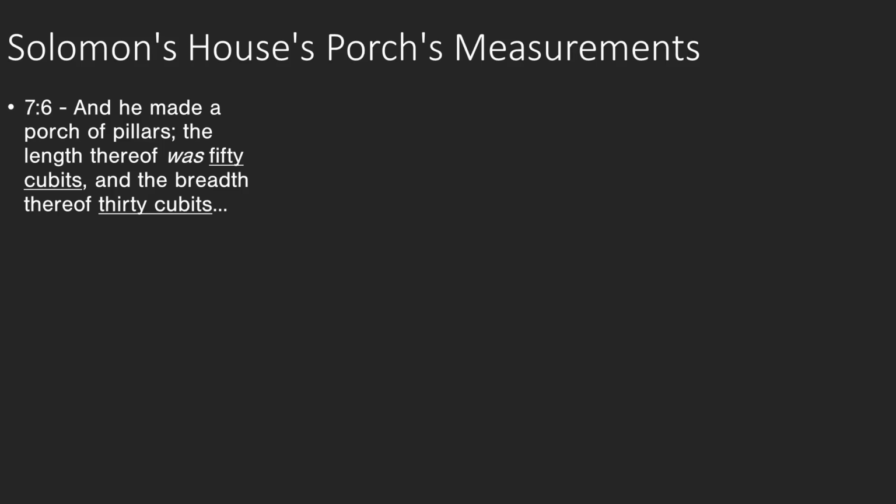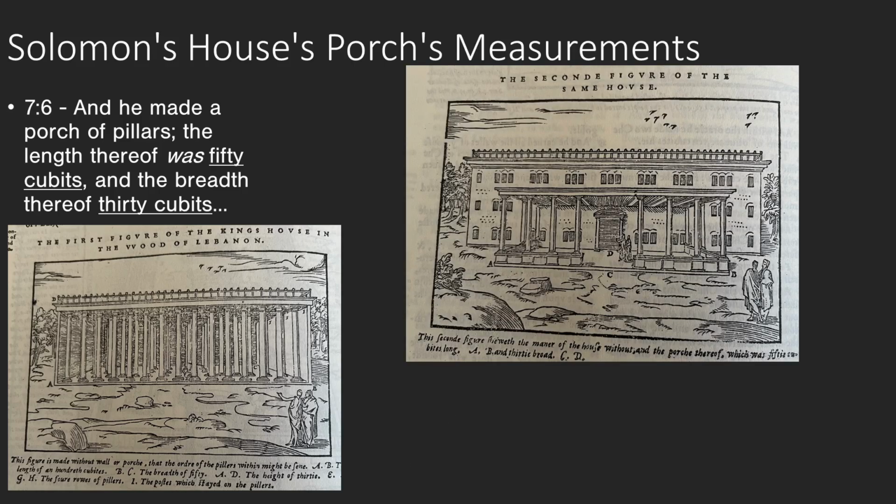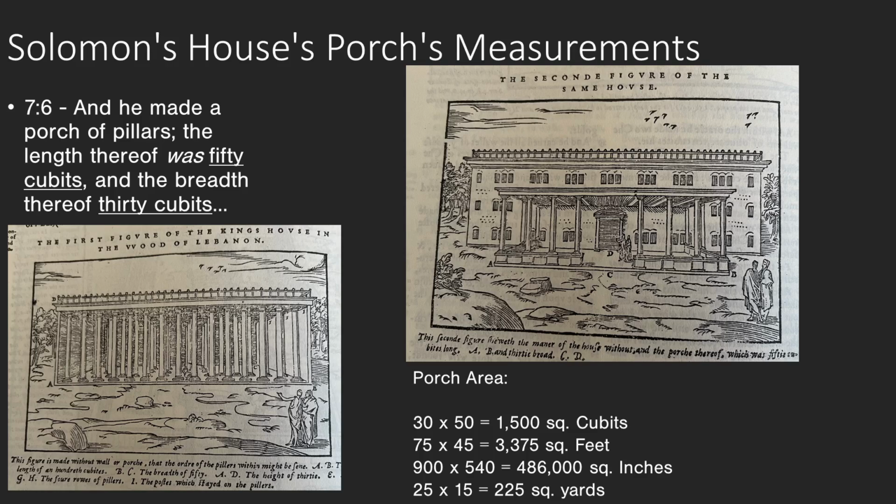Solomon's houses, porches, measurements. And he made a porch of pillars. The length thereof was 50 cubits, and the breadth thereof 30 cubits. Here's the figure given in the Geneva Bible of the interior of the house with pillars, and there the porch. Again, these numbers are somewhat unfamiliar, though their relations seem to fit.